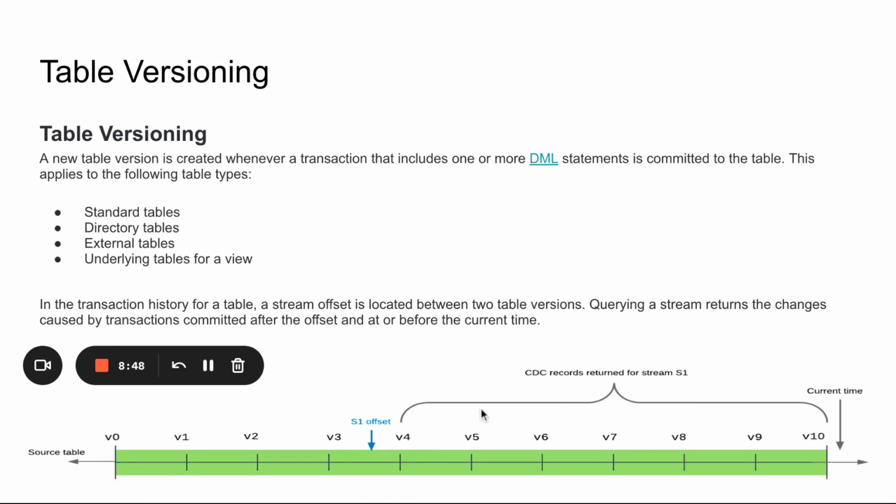Every time you read the data, the offset will move to the next position. Let's say in this case the offset is at S1, and if we query the data, it is going to pull all the data from V4 to V10, and the offset will move right after V10, and it will read the data for the next commit. That's how the offset moves along with the read.